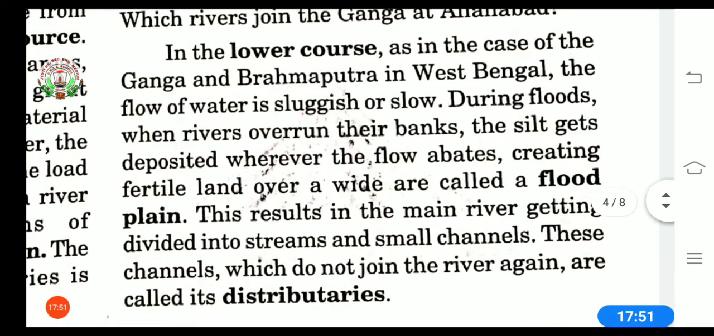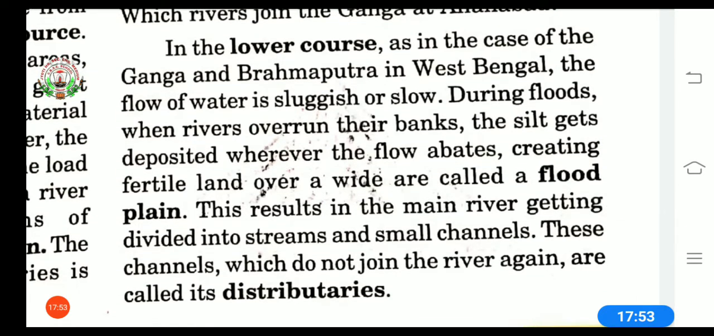Now in the lower course, that is different from the course of upper course and middle course. Now in the lower course, as in the case of the Ganga and Brahmaputra in West Bengal, the flow of water is sluggish or slow. Sluggish means very slow than the normal speed. So in that upper course the speed was very high, in middle course that speed was quite low or slow, but in lower course the speed is very slow.